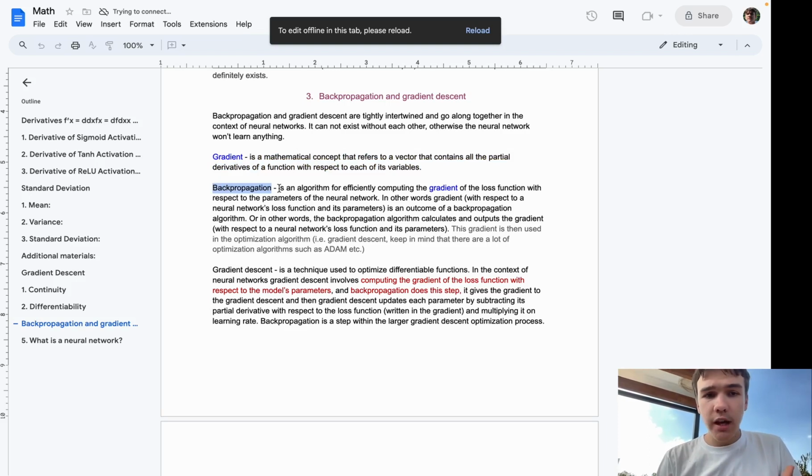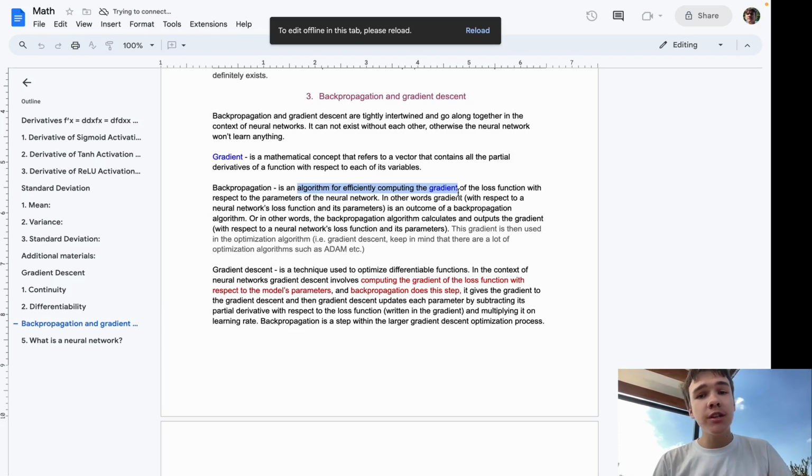Then we will dive into backpropagation, which is an algorithm for efficiently computing the gradient. We've already explored what the gradient is. So what is backpropagation? This is the efficient algorithm for computing the gradient, and this is it. This is what backpropagation is. You don't need to think about it beyond this. There is nothing else in backpropagation.